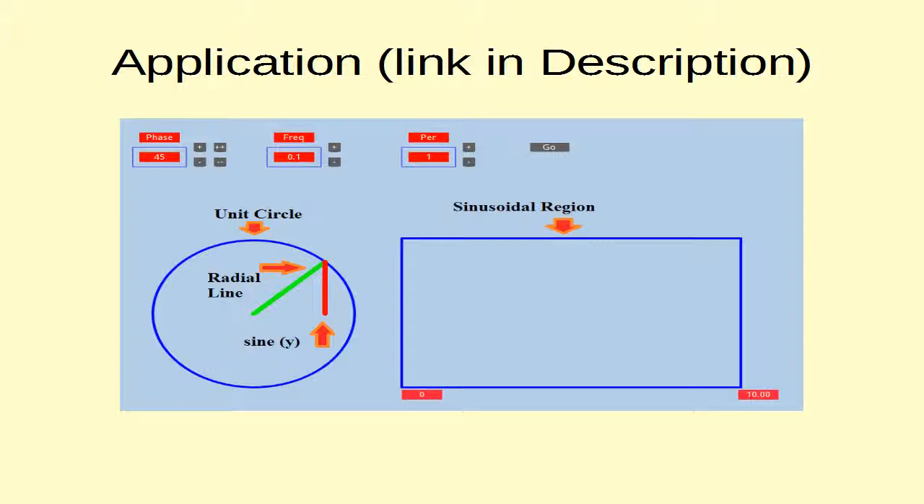These are the three values or parameters that can be changed. The three parameters are phase, frequency and number of periods. Changing the phase changes the initial phase of the sine wave. Immediately after changing the phase via the buttons, two lines will update on the unit circle. The green line is the radius line at that phase angle. The red line indicates the length of the y component.